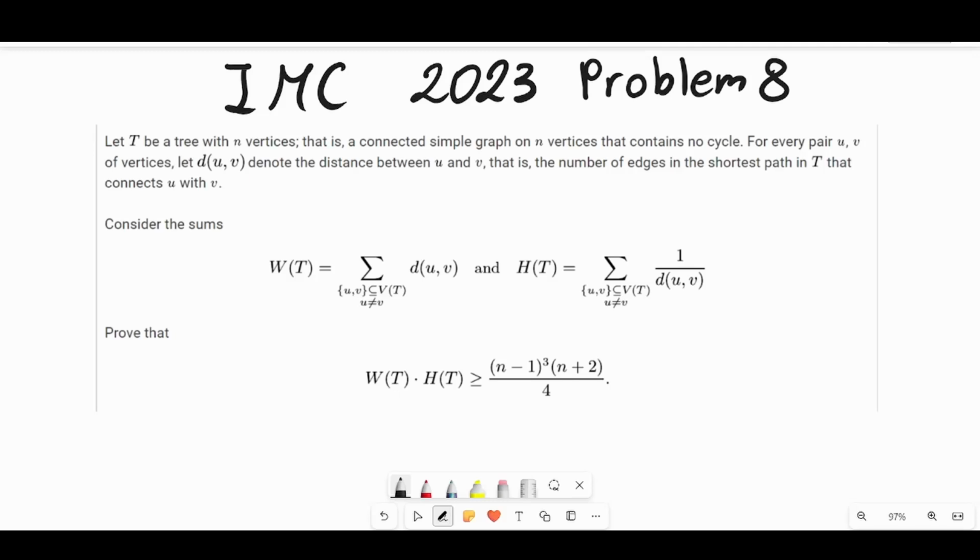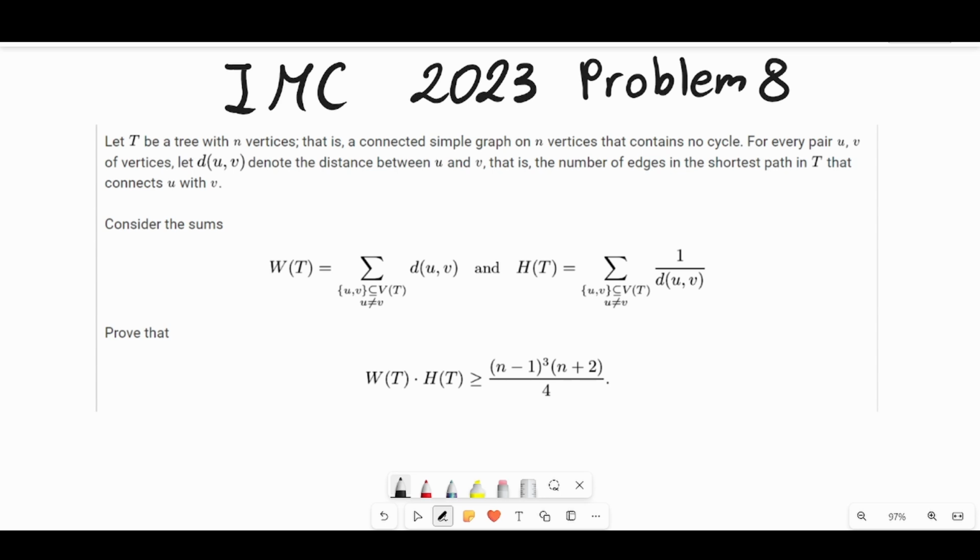Hello, today I will solve IMC 2023 Problem 8. IMC is the International Mathematical Competition for university students. I got 6 points out of 10 on this problem because I made some minor mistakes in the Olympiad, and that's why I lost the gold medal and got only silver here.